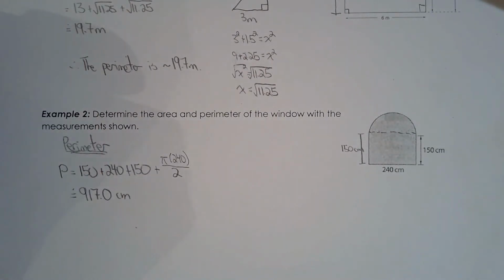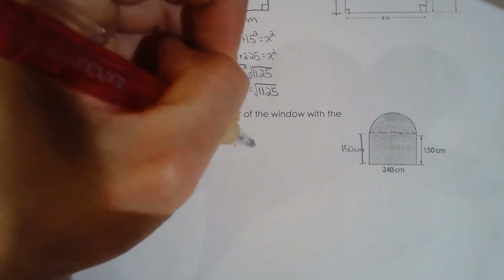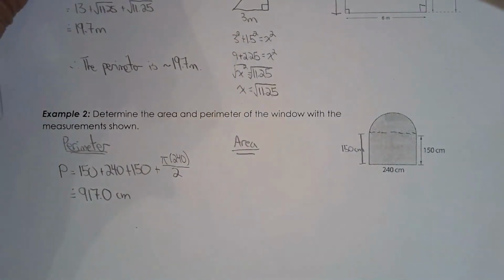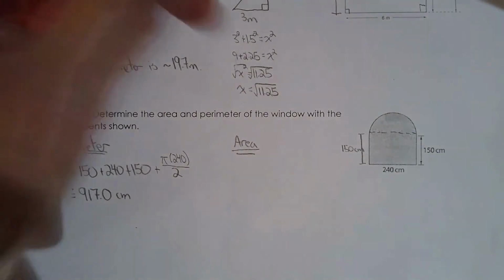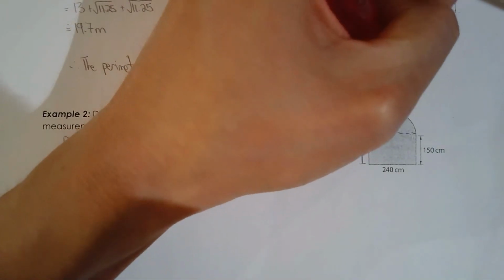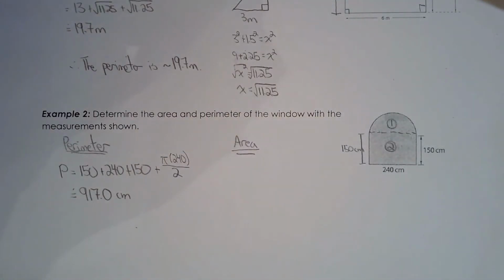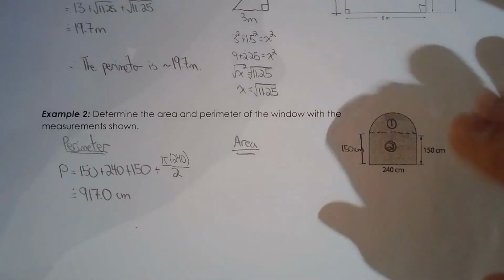Okay, so that was perimeter. What about area? How do you find the area of this composite shape? So you know what I'm going to do? I already cut the composite shape. I am going to label this as 1 and 2. So 1 is my semicircle and 2 is my rectangle. So I've identified my basic shapes.